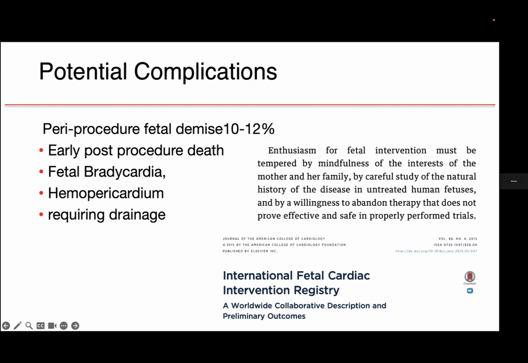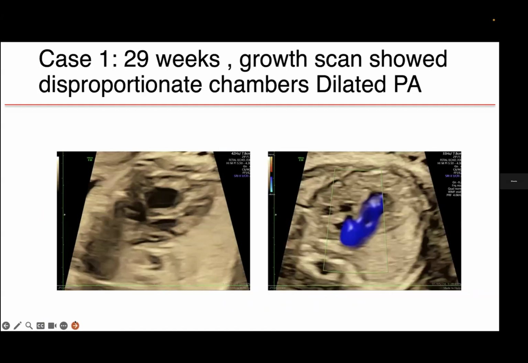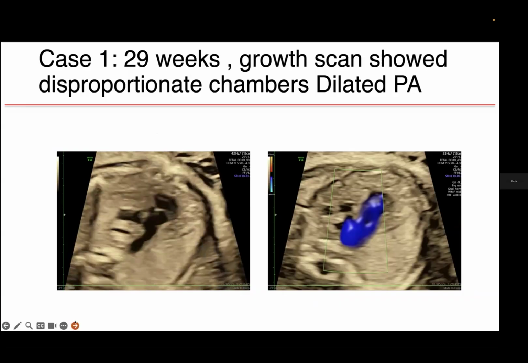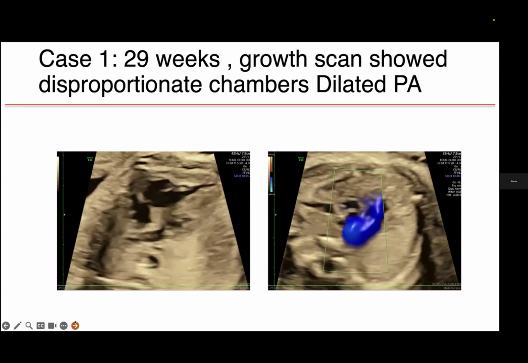So therefore, we should be very mindful in selecting the cases and offering this procedure for the fetuses. And we should have a thorough understanding of the physiology, that this baby is well selected and is going to benefit from your fetal procedure. So this is all for the fetal cardiac therapies.